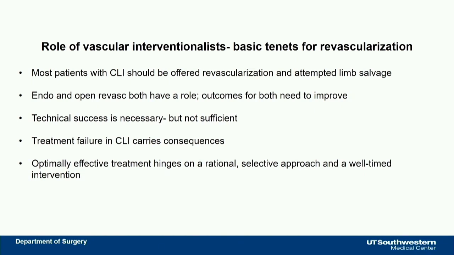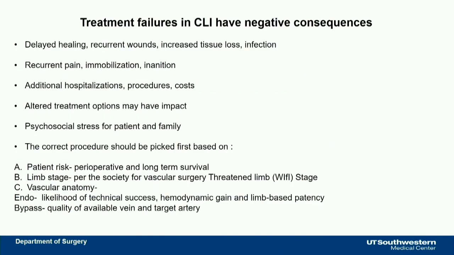So this case highlights the role of vascular interventionalists and the different approaches that should be taken to managing a complex patient with multi-level disease. Most patients with CLI should be offered revascularization and an attempt at limb salvage. Endo and open surgery both have roles, and outcomes for both need to improve. And technical success is necessary, but that alone is not sufficient. Treatment failures have consequences, and optimal treatment strategy hinges on a rational, selective approach and a well-timed intervention.